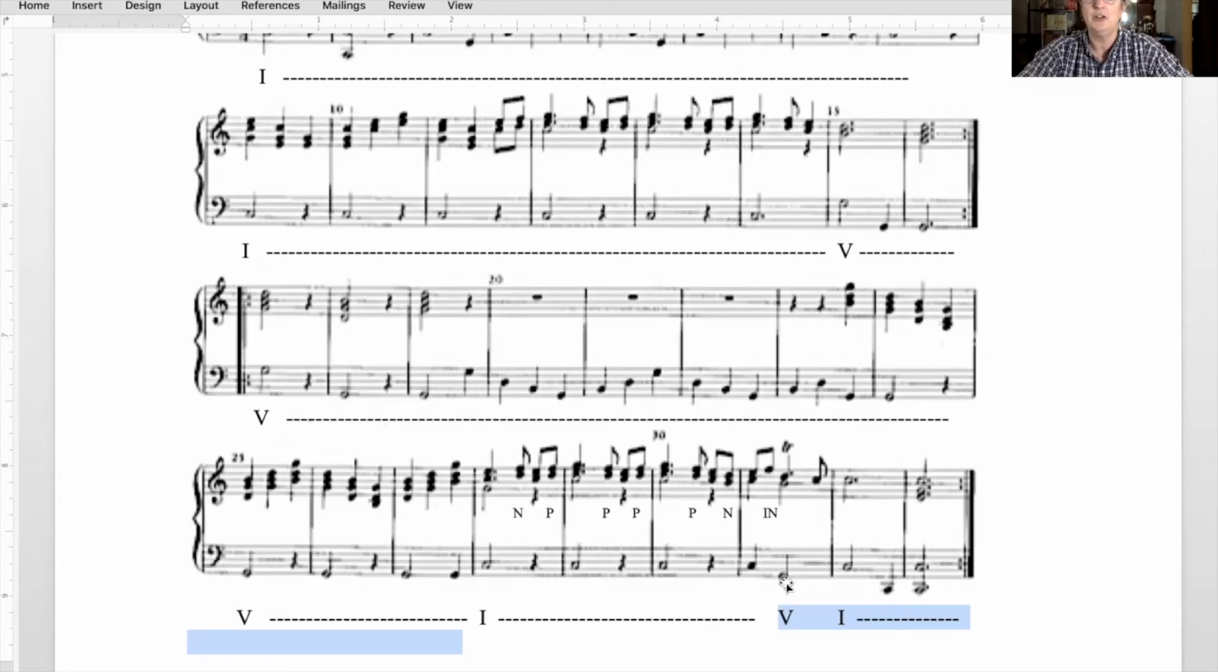The tension is resolved when the 5 chord resolves to the 1 chord at the end. And that word resolve is important. We use it to talk about the motion from tension to release. Now let's talk about the different functions of dominant harmony in the piece.